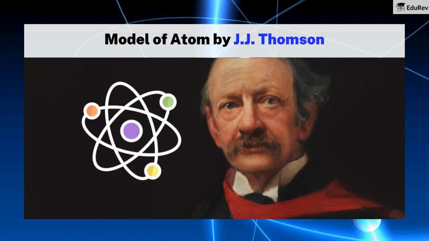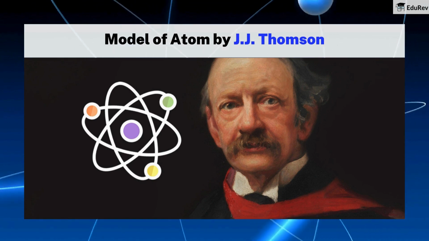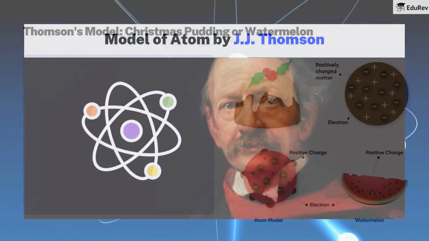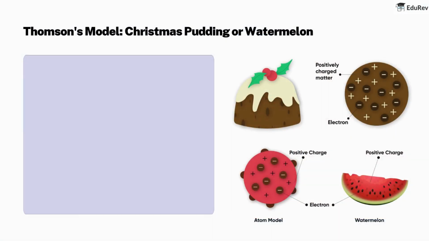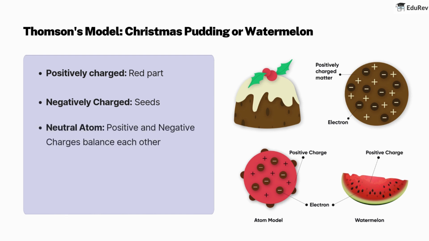Let's meet the first model of the atom, proposed by J.J. Thomson. He imagined the atom like a Christmas pudding or a watermelon. The red part of the watermelon is the positive charge, and the seeds are the negatively charged electrons. In this model, the positive and negative charges balance each other, making the atom neutral.